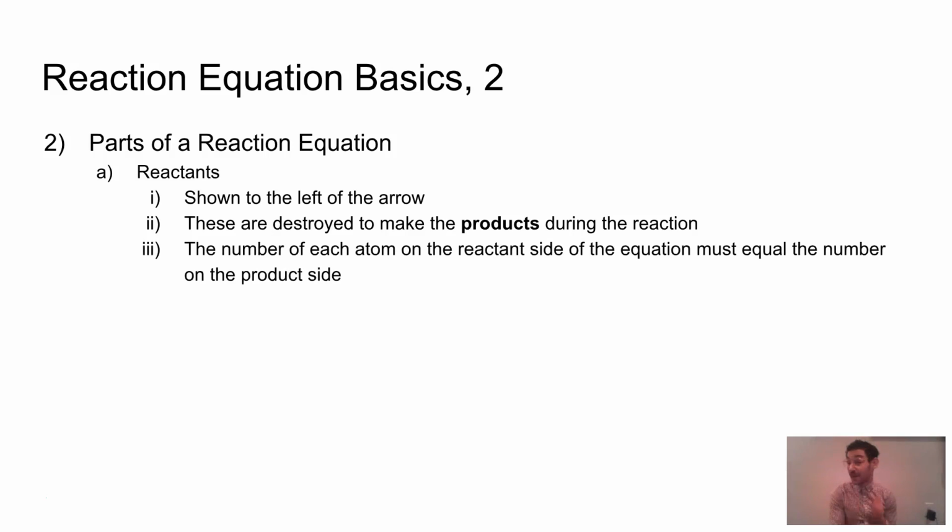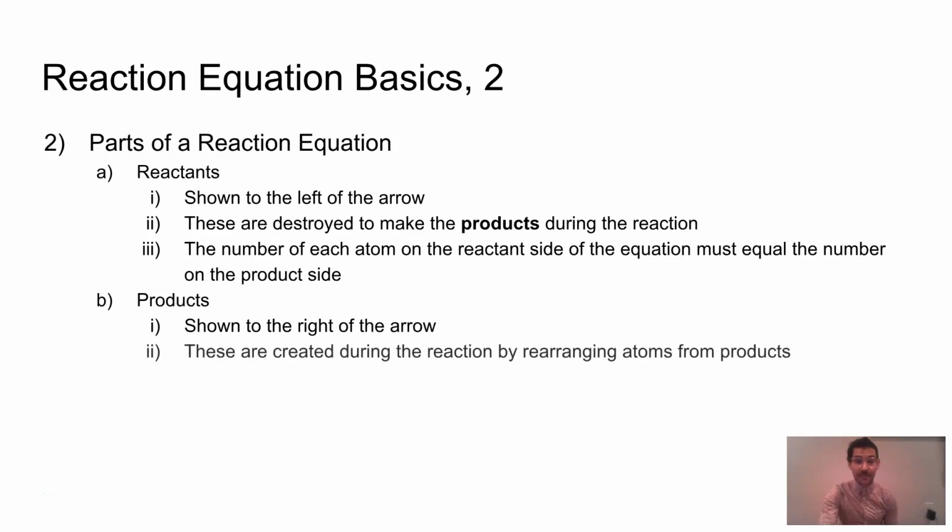One thing that's very, very important to know, and we'll talk about more in the next video, is that the number of each atom on the reactant side must equal the number of each atom on the product side. So if I've got 2 chlorine atoms on my reactant side, I need to make sure that there are then 2 chlorine atoms on my product side when the reaction is complete. The products are shown on the right side of the arrow, and these are created during the reaction by rearranging the atoms in order to make those products. So, okay, cool.